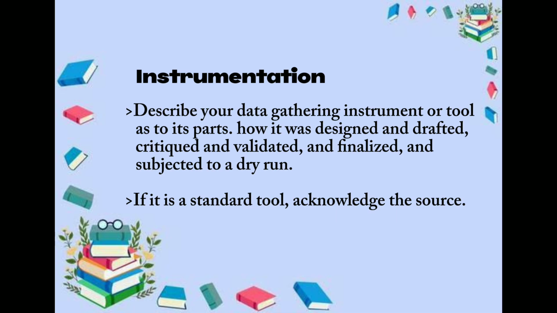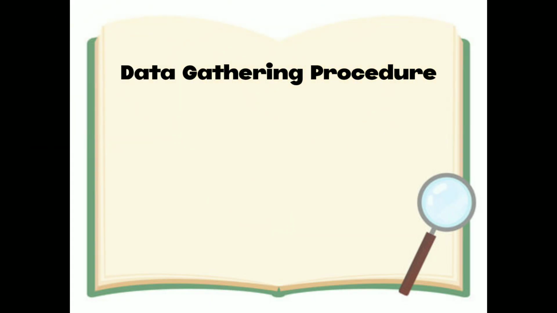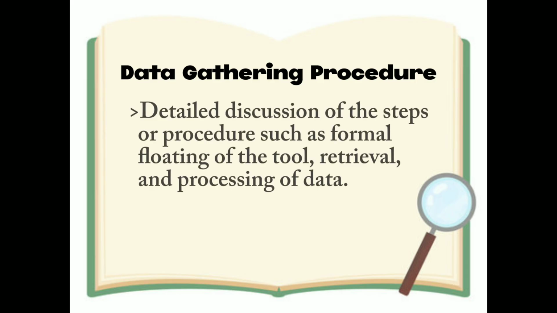Another item under Chapter 3 is the data gathering procedure. Here the researcher must give a detailed discussion of the steps or procedures, such as the formal floating of the tool, retrieval, and processing of data.